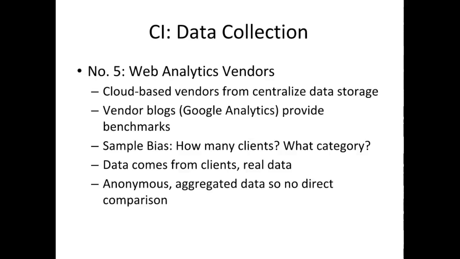One of the things about your potential sample bias is that you want to ask them how many clients they actually have and what categories they predominantly have. Actually, one of the largest vendors in the industry only has about 3,000 clients, and they're predominantly in 2 particular industries. If you're not in those 2 industries, this data is not going to help you because you have this huge sample bias. So you want to ask these questions of the vendors before you spend money with them.